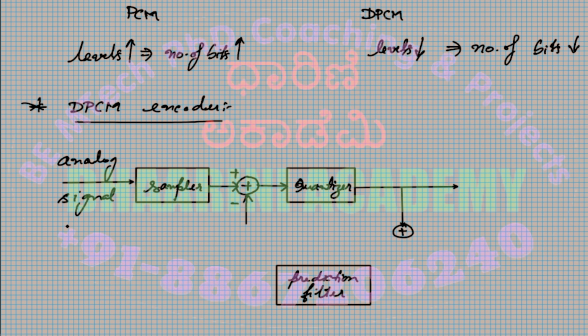So I have, say, this is x of t. The output of the sampler will be x of nTs. Whatever comes from below will be the predicted value, which we denote as x cap of nTs. That is your predicted value, based on the past values. You don't have to use a memory; it will do the prediction automatically.